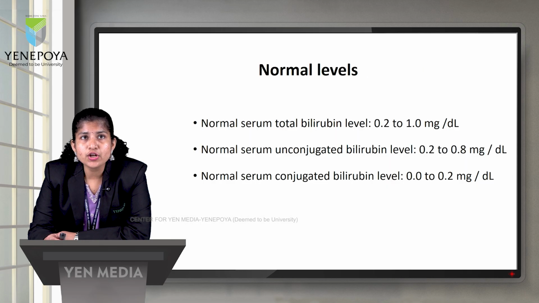Next we will see what the normal range is. Normal serum total bilirubin level is 0.2 to 1 milligram per deciliter. Normal serum unconjugated bilirubin level is 0.2 to 0.8 milligram per deciliter, and normal serum conjugated bilirubin level is 0 to 0.2 milligram per deciliter.